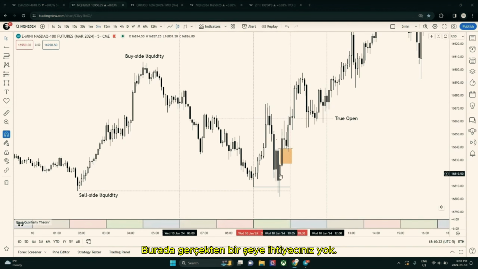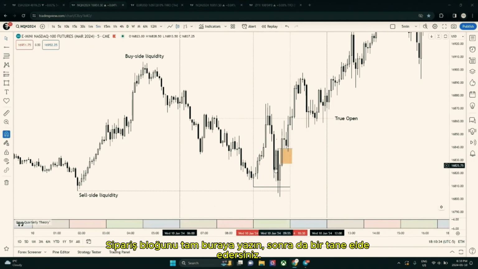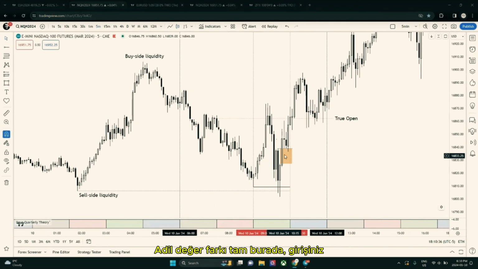You don't really need a market structure shift. You just need SMT and a PD array to present itself. So you have an order block right here, then you have a fair value gap right here. Your entry would be in this fair value gap, right? Or if you want, you could use the order block. This is the only place that you should really be using an order block, right? When you have confluence like this, right?